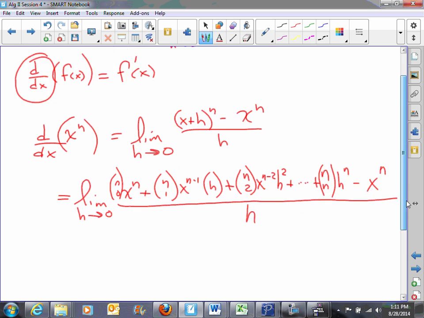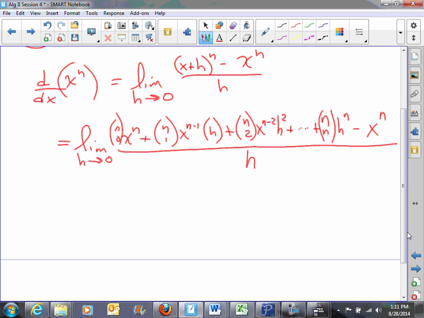Now, notice that, let's do a little more writing here. This is the limit as h approaches 0 of. Now, notice n choose 0 is 1, so we have 1x to the n minus 1x to the n. Those actually will cancel out. Now notice every other term has a factor of h in it.